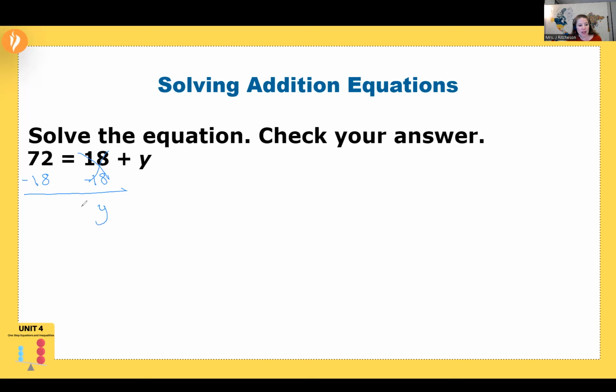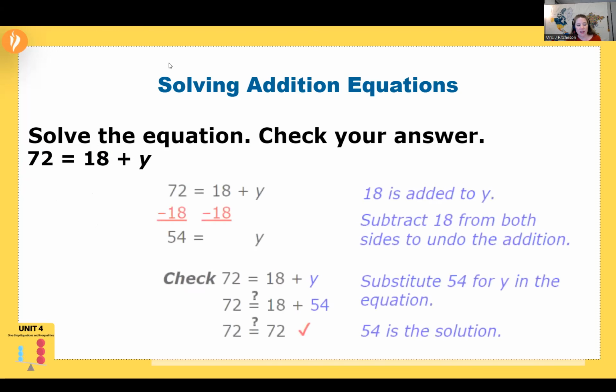We bring down our y. We're going to subtract. That becomes 12. That becomes 6. So 12 minus 8 is 4. 6 minus 1 is 5. So we find out the value of y is 54. And then to make sure that's correct, we're going to substitute 54 back in for the variable y. When we do that, plug in 54 right here, we get a true statement at the end, which confirms to us that 54 is the solution.